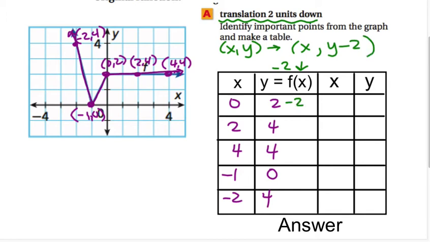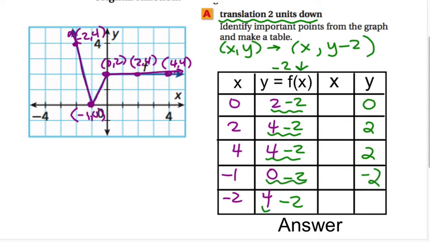So this would be minus 2, minus 2, minus 2, minus 2, minus 2. And what's our result? 2 minus 2 is 0. 4 minus 2 is 2. 4 minus 2 is 2. 0 minus 2 is negative 2. 4 minus 2 is 2.